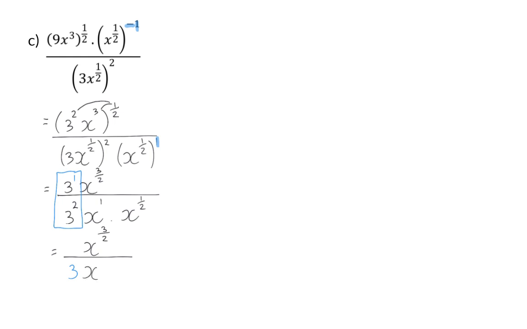And when I have 1 plus a half, I'll have 1 and a half, or 3 over 2. And my final simplification will be to say that x to the power of 3 over 2 divided by itself is 1, and my final answer will be a third.